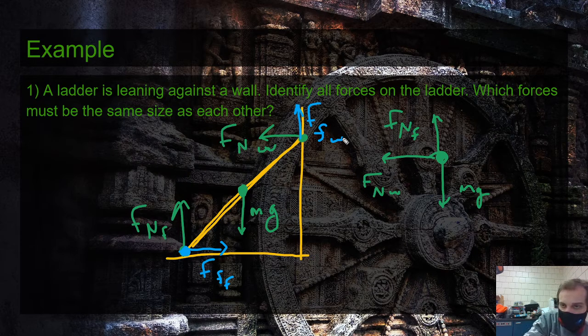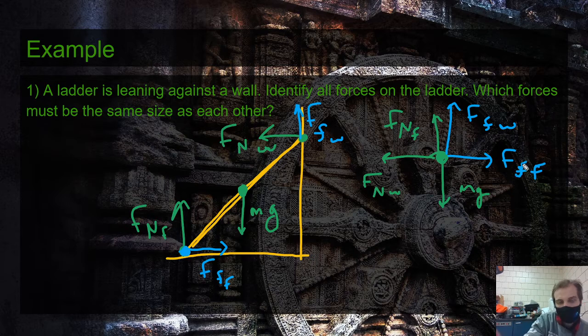So adding that to my free body diagram, we'll have the force of friction from the wall going up. We'll have the force of friction from the floor going to the right. So, the next part is to think about which of these forces have to be balanced with each other. The free body diagram gives us an easy two.